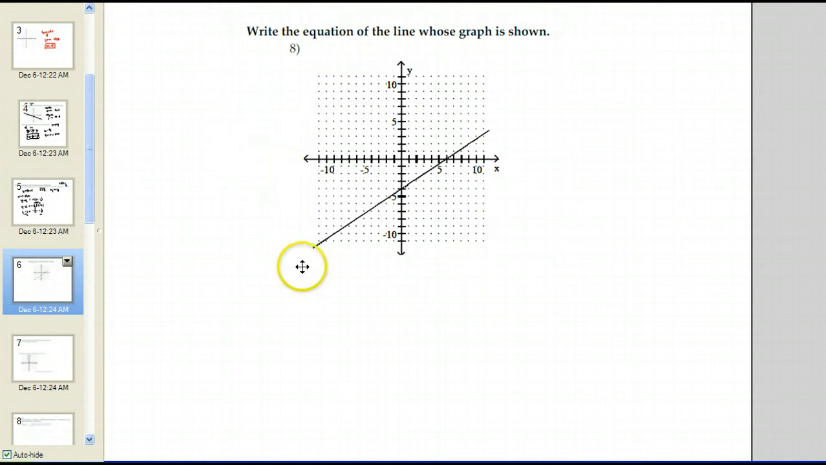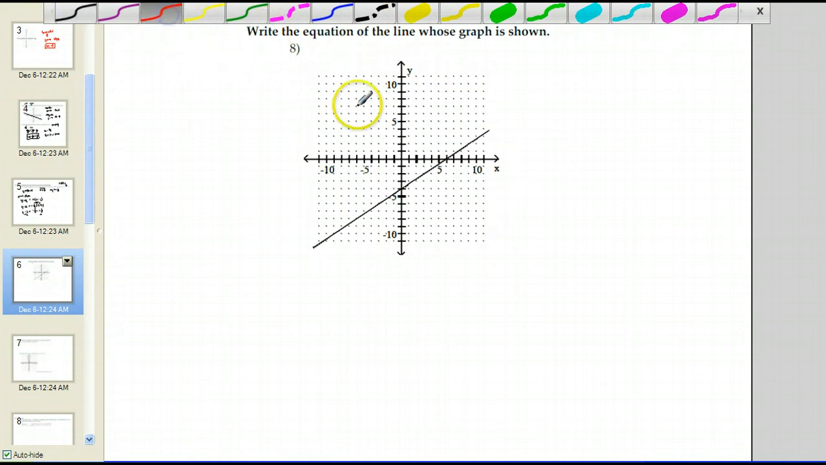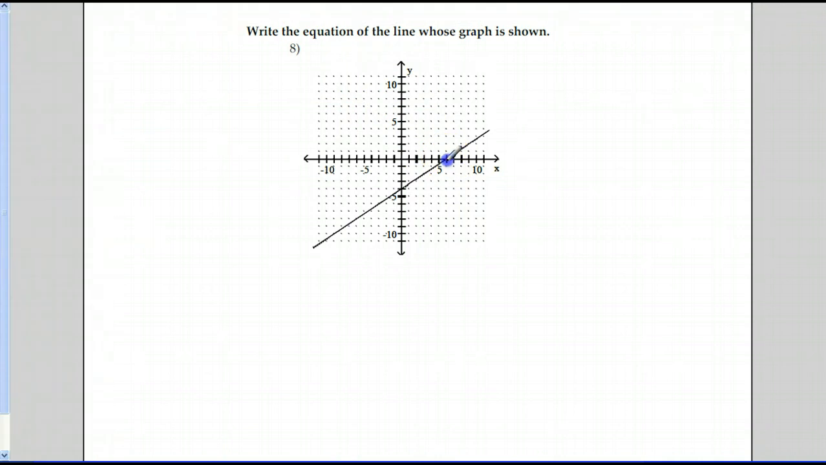Number 8. Write the equation of the line whose graph is shown. Again, this is one where you've got to find the points on here. So it looks to me like that's a point on here. The x-intercept looks to be at 6, 0. The y-intercept looks to be at 0, negative 4.